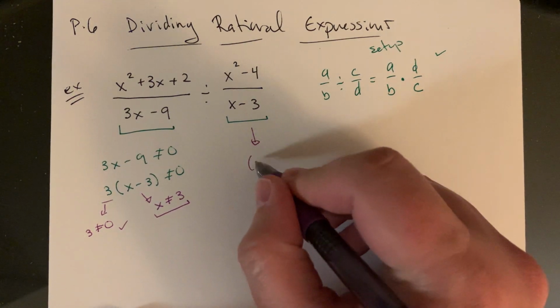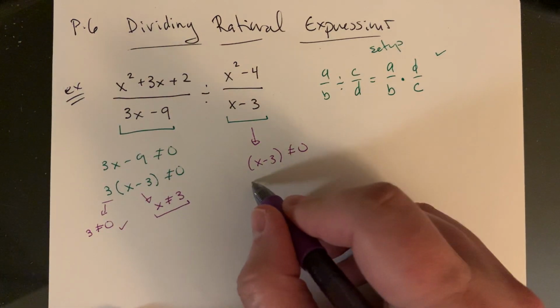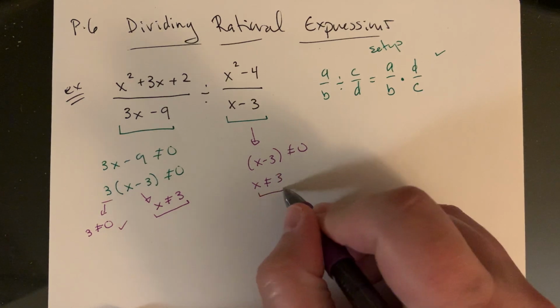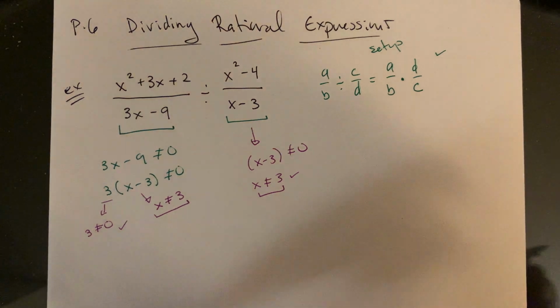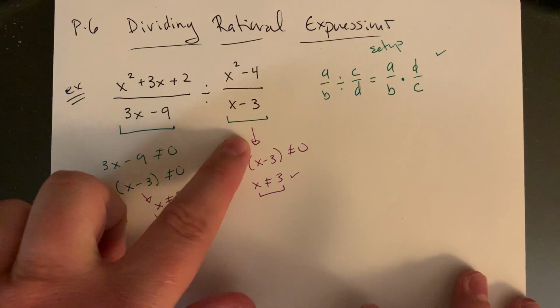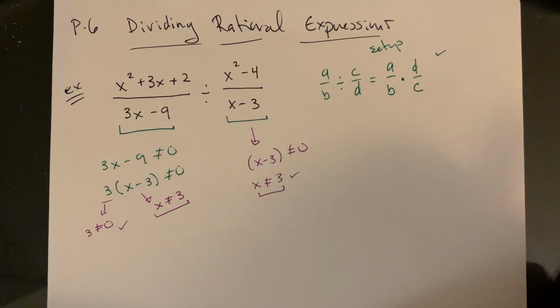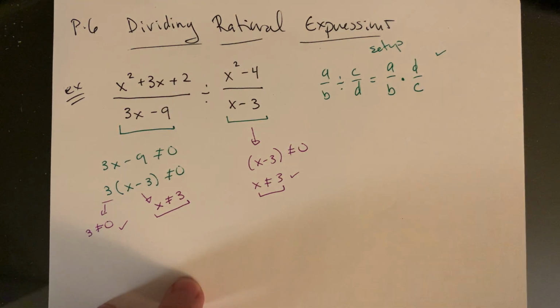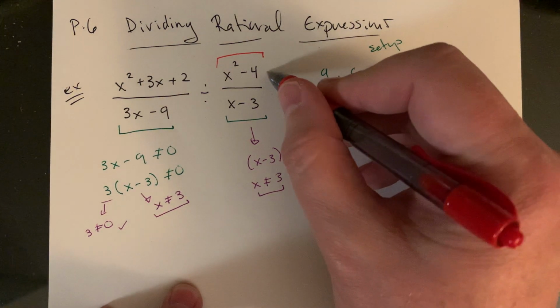If we go over here, x minus 3 is not 0. That's the same thing we had on this side, so that reaffirms that x is not allowed to be positive 3. So those are the two denominators of the two fractions that we're working with. However, we also have to consider the numerator of the second fraction.